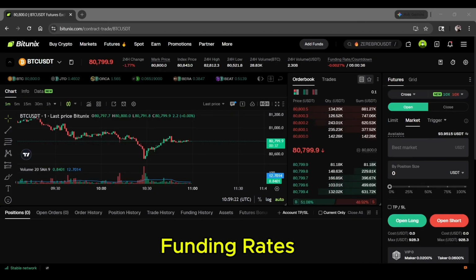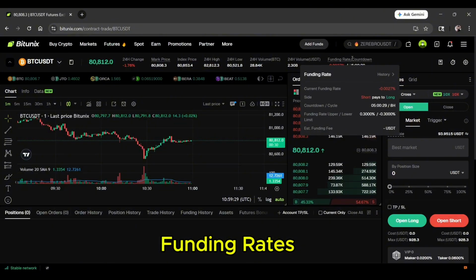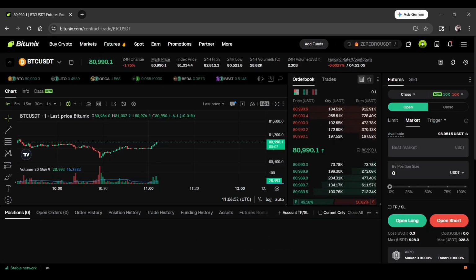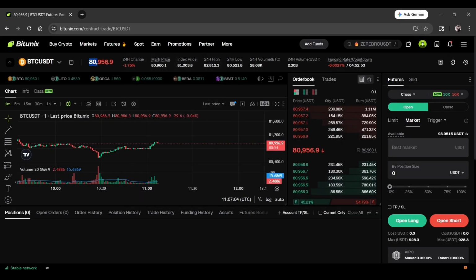Now I'm going to be talking about the funding rates. So in this upper toolbar, at the very right-hand side, you will see funding rates. So this is the thing that I will be explaining. Something that you'll notice is that the price of futures is going to be very, very close to the price of spot. So if we look at spot Bitcoin right now, it's $81,029. But the futures price is $80,950, right? So it's very close, but it's not exactly perfect, right?